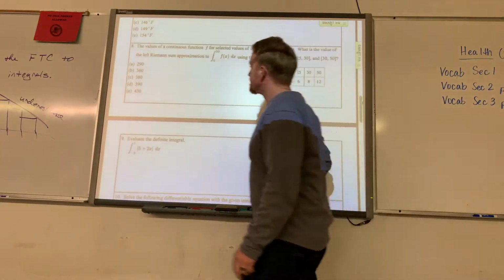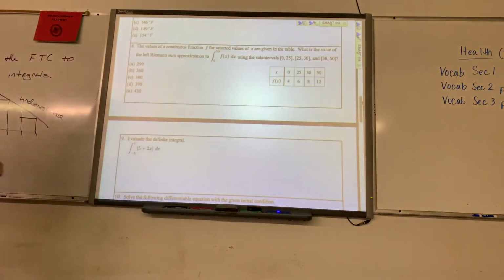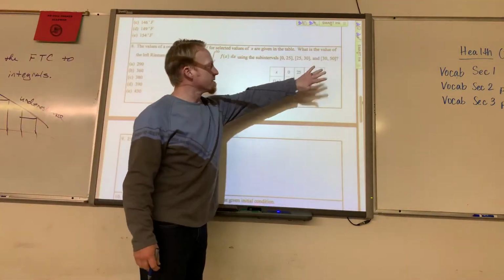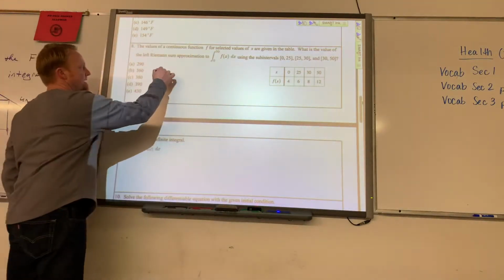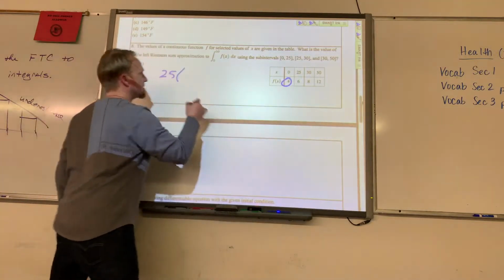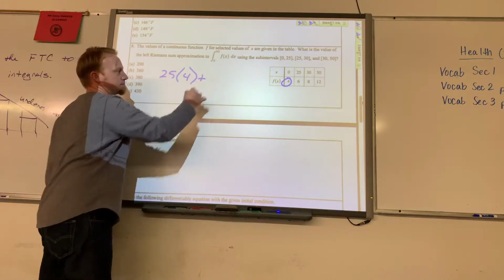All right, 8. Continuous function values, we want a left Riemann sum. 0 to 25, 25 to 30, 30 to 50. So 0 to 25 is 25. Left Riemann sum, so I choose the left, which is 4.